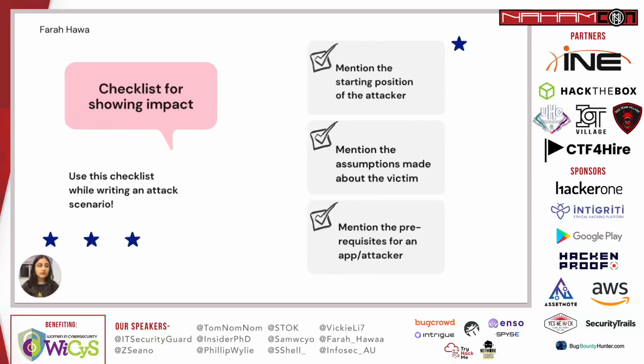And this is a checklist for showing impact. You can use this while writing an attack scenario. First, you should mention the starting position of the attacker. Then you should mention the assumptions that you have made about the victim. And lastly, mention any prerequisites that are required for the app or the attacker.